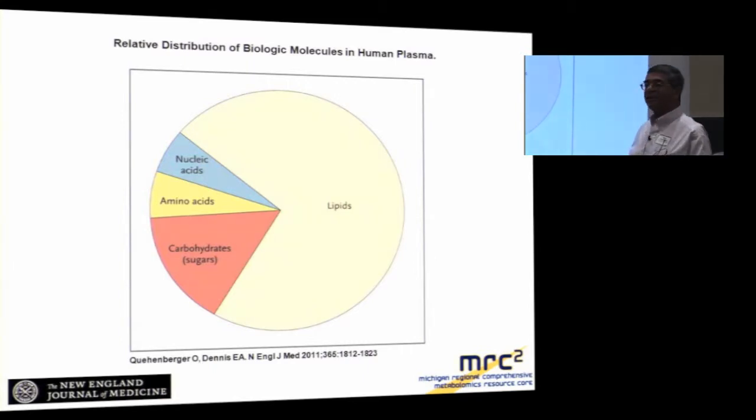2/3 are lipids. But importantly, this is by weight, by the way. If you look at the lipids in general, they are higher molecular weight, and therefore the number per se may not be as great. But clearly, volume-wise, the lipids are much more than the rest of them.